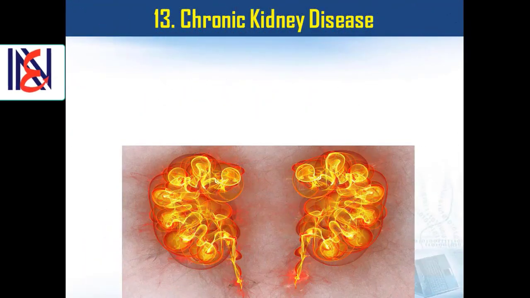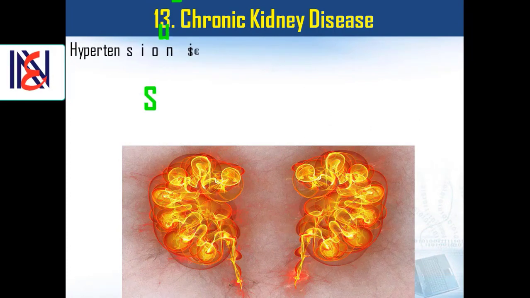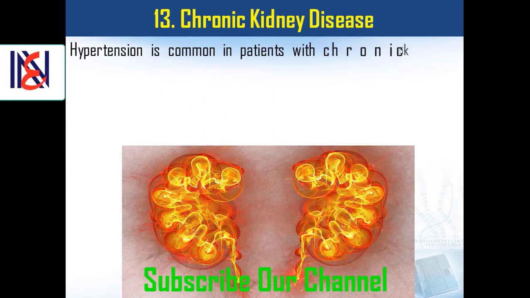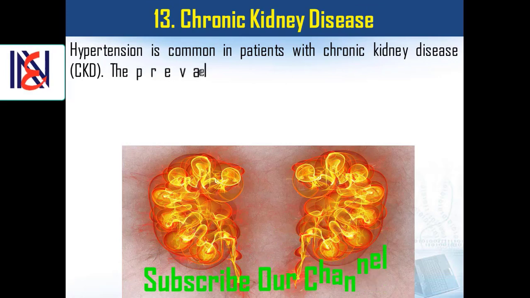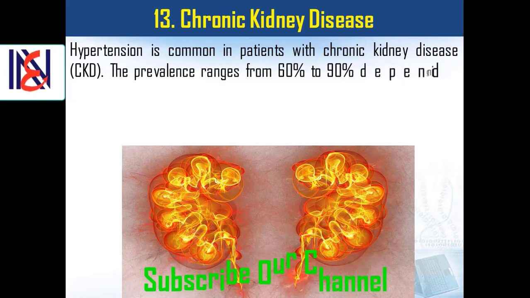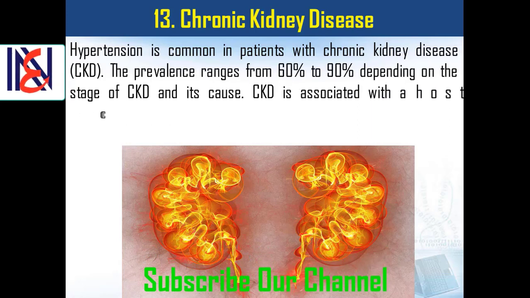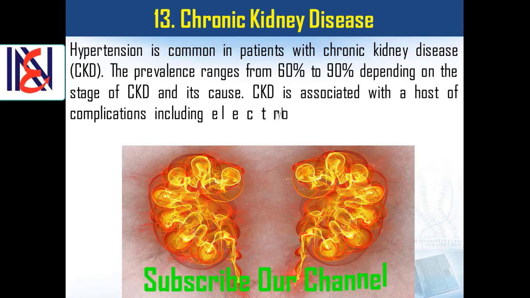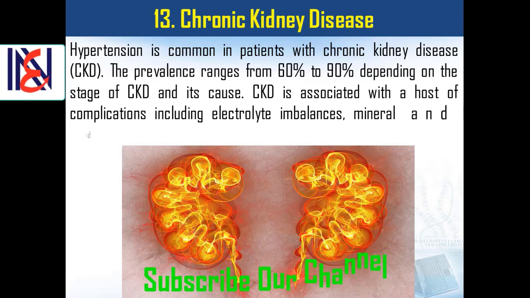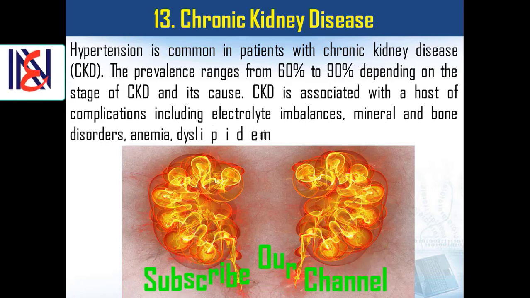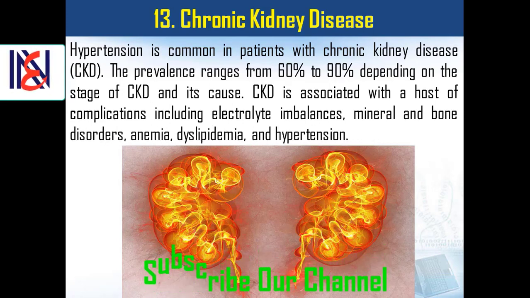13. Chronic kidney disease. Hypertension is common in patients with chronic kidney disease, CKD. The prevalence ranges from 60% to 90% depending on the stage of CKD and its cause. CKD is associated with a host of complications including electrolyte imbalances, mineral and bone disorders, anemia, dyslipidemia, and hypertension.